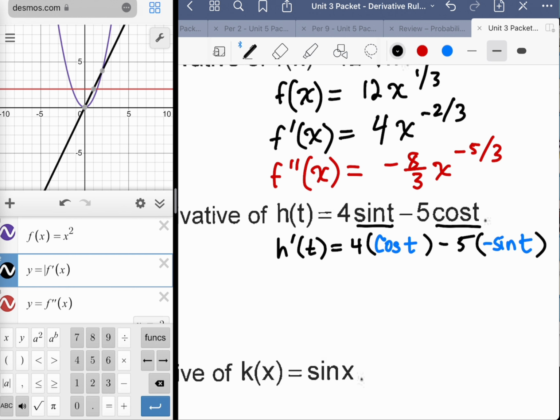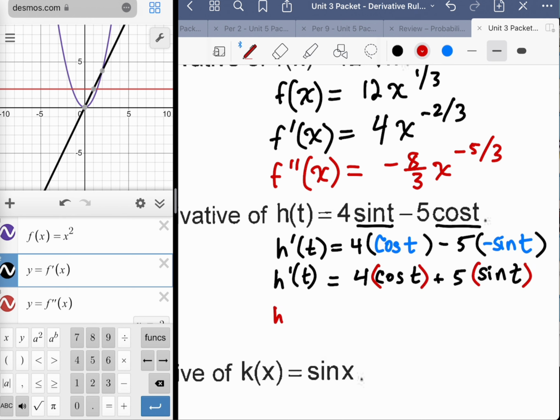Then simplify a little bit. Now, under normal circumstances, I wouldn't ask you to do that, but since we have to take the derivative again, we want to have it in as compact form as possible. That makes life a little easier. So 4 cosine t, plus 5 sine t. Again, that's h prime of t. All I did was simplify it. I haven't done anything else to it yet.